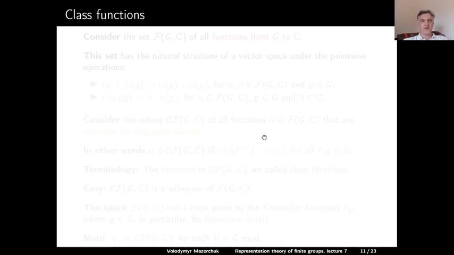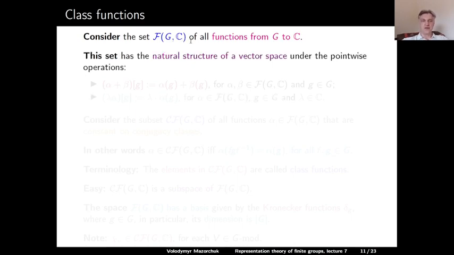To develop the theory further, it is actually quite useful to understand where group characters live. So consider the set F(G, C) of all functions from G to C. Since C is a vector space over C, if you take all functions from any set into a vector space, this is naturally a vector space with respect to pointwise operations. So this set, F(G, C), has a natural structure of a vector space under the pointwise operations.